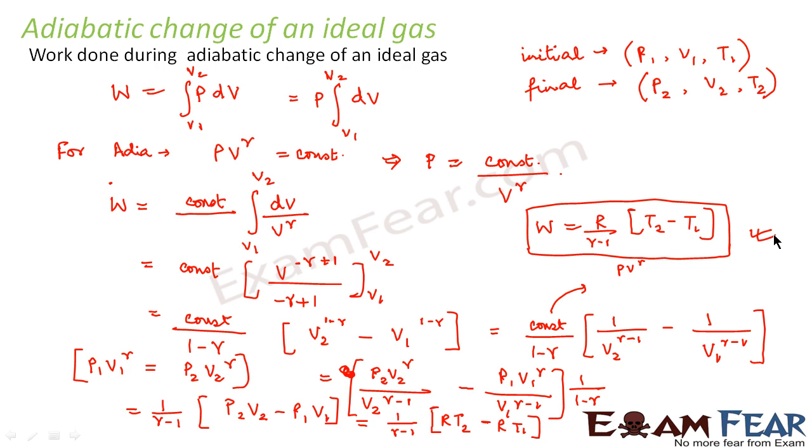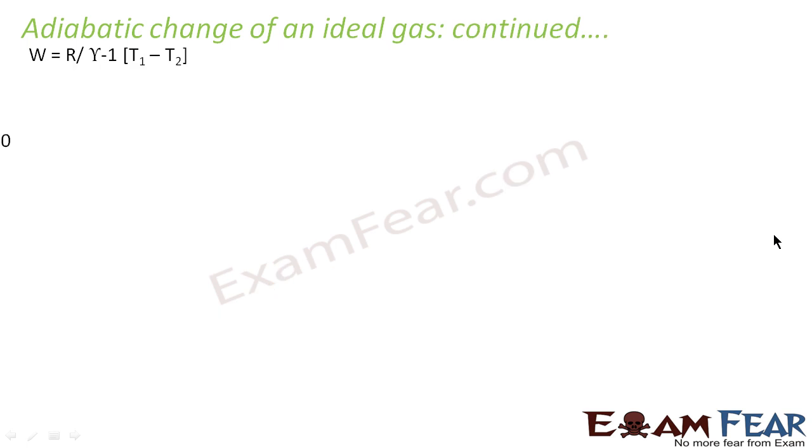So this is the work done for an adiabatic change, where T1 is the initial temperature and T2 is the final temperature. Now even in this case, let us look at two different scenarios. The first scenario is when work done is positive. Work done will be positive when T1 is greater than T2, because then the quantity inside the bracket will be positive, therefore work done will be positive. That is work done by the gas when initial temperature is greater than final temperature. Therefore in this case, the temperature of the gas decreases.